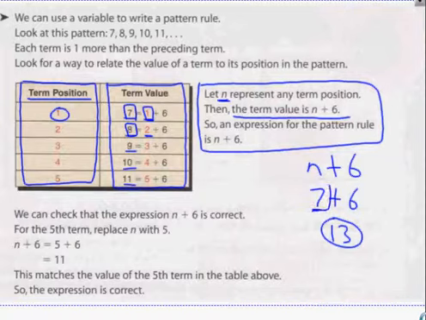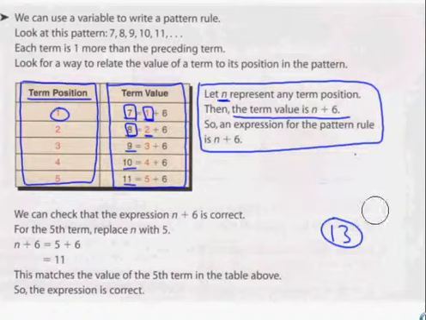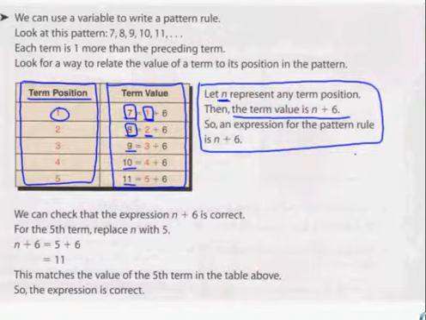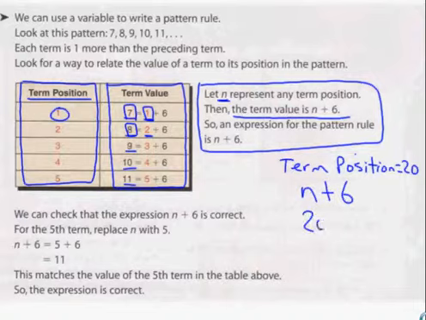And I could continue to do that. I can choose at random any term position number I want. Let's take 20. Let's say my term position is 20. If the term position equals 20, then I go to my expression n plus 6, and instead of an n, I put in a 20, and then I add them together. So the term value would be 26.